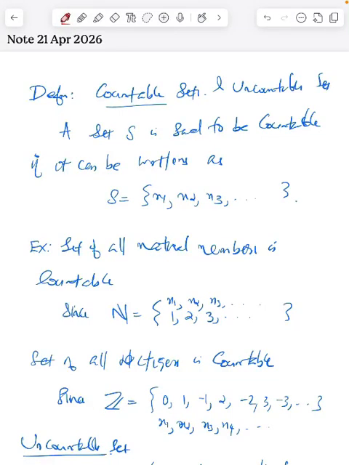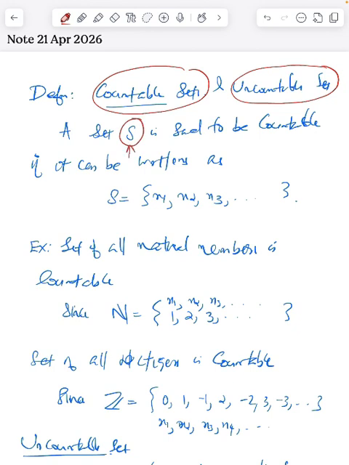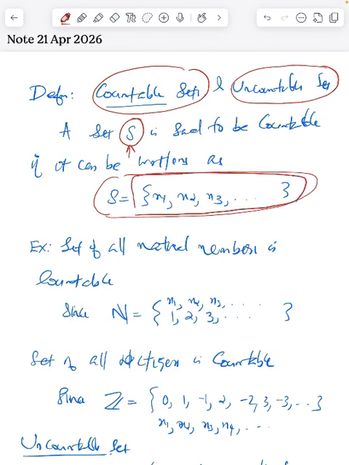Okay, in this class we define two definitions, that is countable sets and uncountable sets. The definition is like that. Suppose we have a set S, then we say that the set S is a countable set if S can be written in this form, that is S can be written as the set x1, x2, x3, etc. If S can be written in this form, at this time we can say that the set S is a countable set.